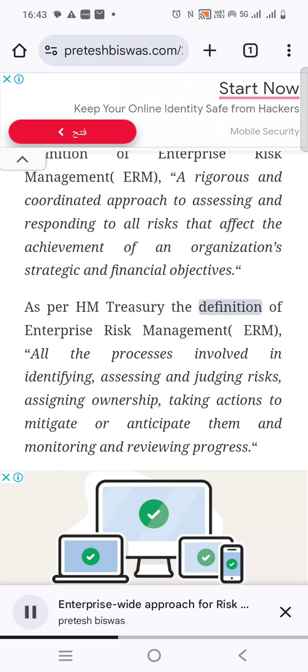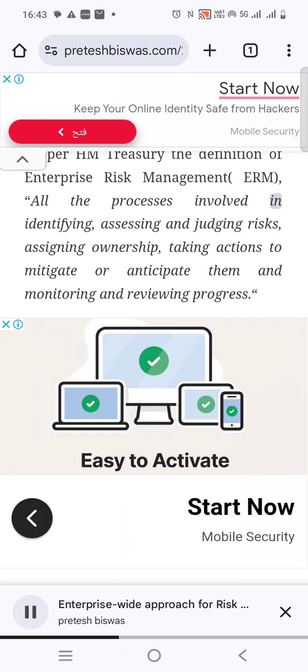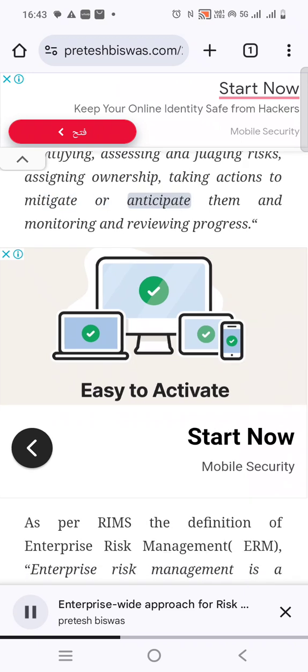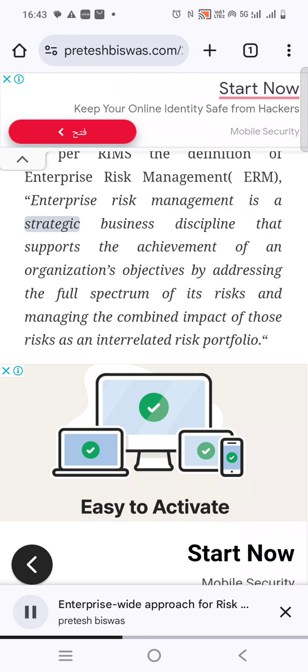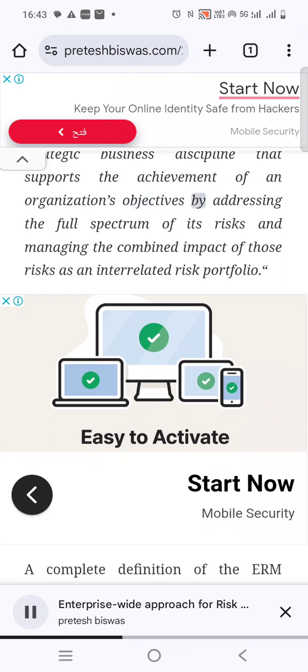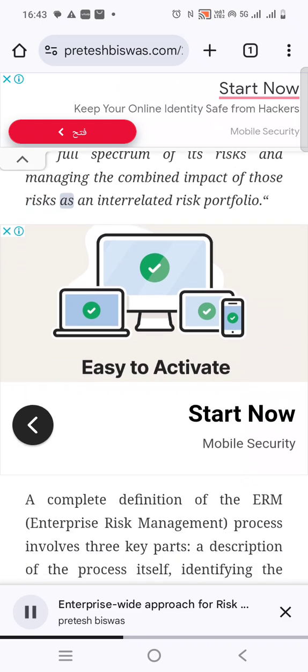As per Treasury, the definition of enterprise risk management: all the processes involved in identifying, assessing and judging risks, assigning ownership, taking actions to mitigate or anticipate them and monitoring and reviewing progress. As per RIMS, the definition of enterprise risk management: enterprise risk management is a strategic business discipline that supports the achievement of an organization's objectives by addressing the full spectrum of its risks and managing the combined impact of those risks as an interrelated risk portfolio.